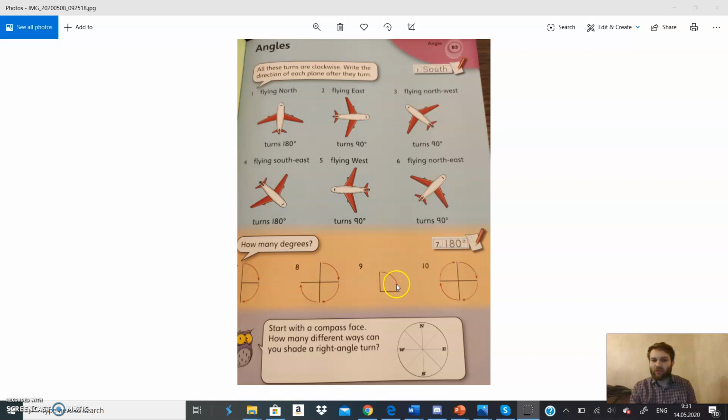This one is just 90, just one right angle is 90 degrees, and this one is 90 plus 90 plus 90 plus 90, or you could also do double 180 because you know that that one is 180, and that is equal to two of those. So you could do it like that if you prefer to.